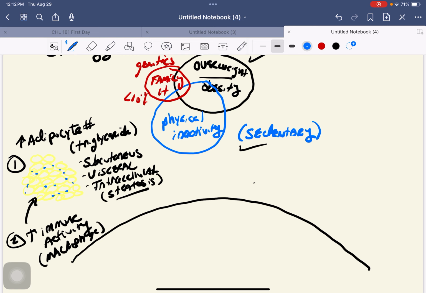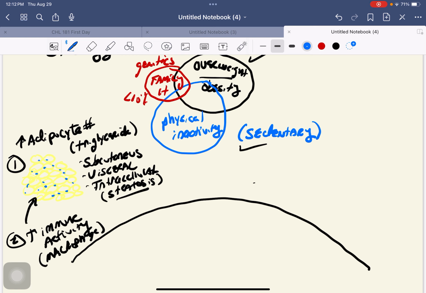It's almost as if the immune system sees this excessive body fat as an invading pathogen and starts to try to eliminate it. So it'll send all these macrophages into the adipocytes, and try to dissolve or digest the excessive body fat, almost as if it's a pathogen, right?